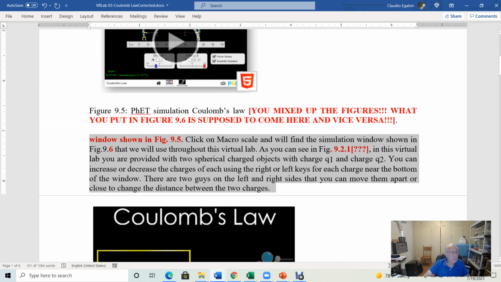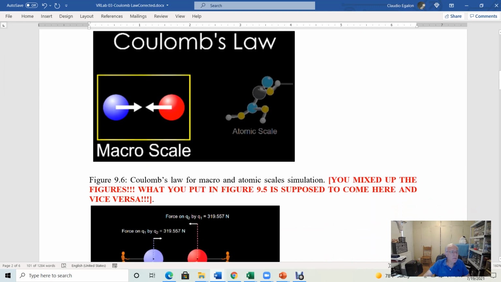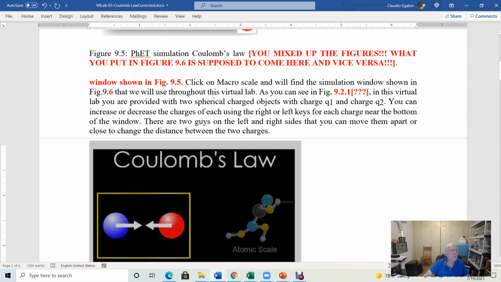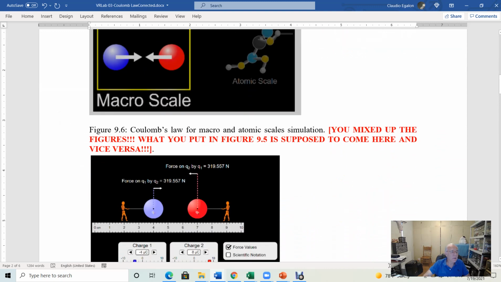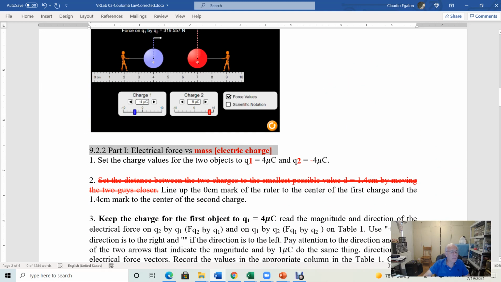Okay, so macro scale. Yeah, see, they switched the figures. This figure is supposed to be here, and the other one here. Okay, so part one. Now let's go force versus mass. Versus electric charge. Another mistake. It's not versus mass, it's versus electric charge, okay? You can see there's a bunch of mistakes here, so we have to be careful when we give those things to the students. That's what I told my chair, and they're not making much effort to correct all that stuff. I have to tell my students.